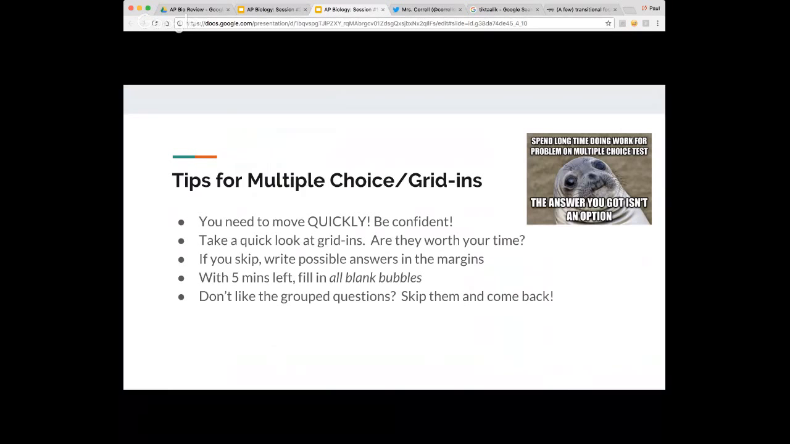But if you're not as familiar with the equation or you're not as comfortable with the information, then this probably isn't for you. Don't be afraid, don't be sad to skip them. A lot of people do.